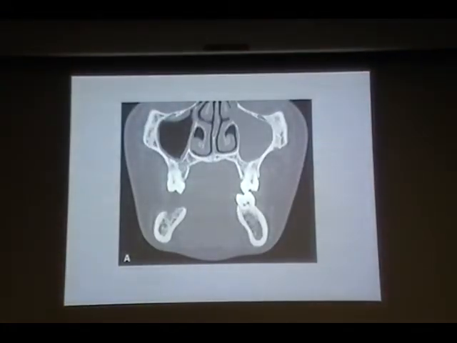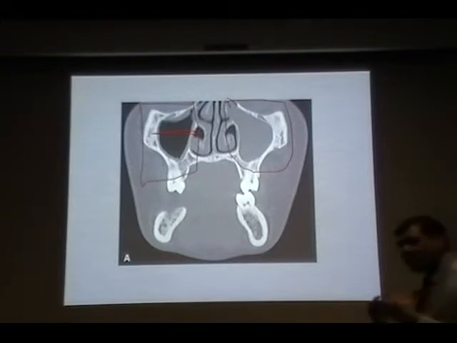So, an example here. Here you have a right maxillary sinus. And here you can see this is the left. And you can see the soft tissue thickening. And the ostium is not patent. You can clearly see that the ostium is not open, so the patient will complain of sinus problem or sinusitis.